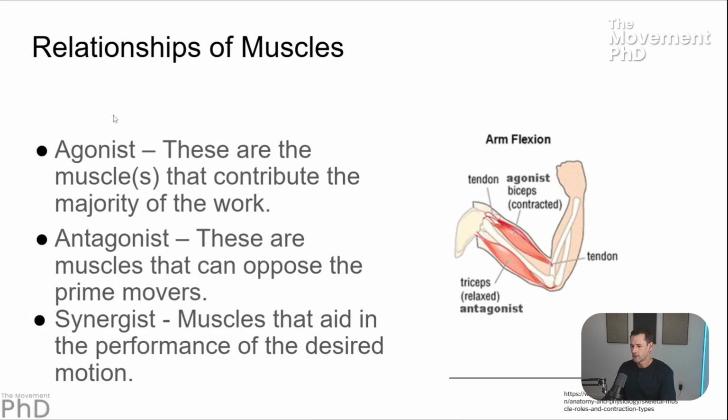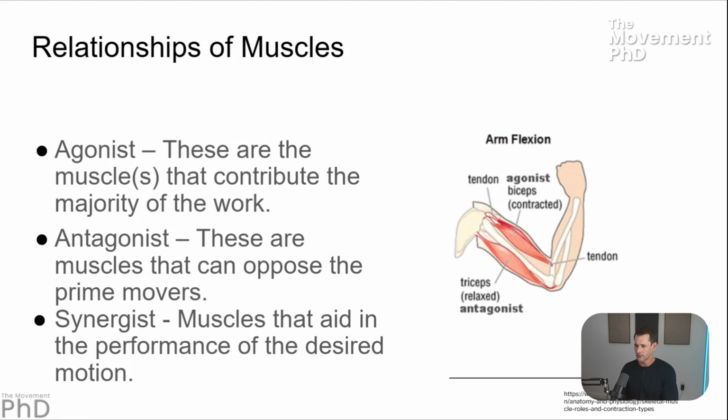Relationships of muscles. The agonists are the muscles that are contributing the majority of the work. I'm going to use that elbow flexion example because it's the easiest to show. As I'm doing elbow flexion concentrically, the agonists here are our biceps brachii, our brachialis, and also the brachioradialis. These are the muscles that contribute the majority of the work. The antagonist is the muscle that opposes that prime mover. Another word for agonist is prime mover. The antagonist in this case is going to be the triceps because they're opposing the movement of that agonist. So agonists are the movers, antagonists are opposing that movement.